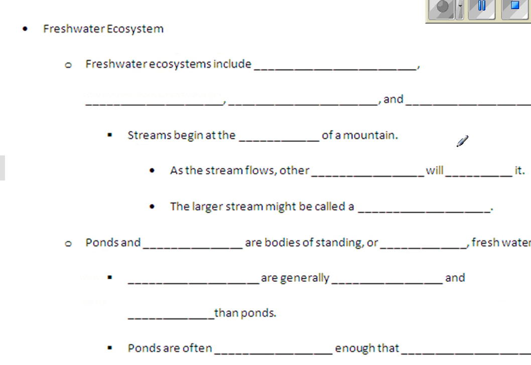Okay. The next parts we're going to talk about, they're not exactly biomes, but they're different types of ecosystems, and that you need to understand those as well. So we're going to talk about freshwater ecosystems and then the marine ecosystem. Now, freshwater ecosystems include streams, rivers, ponds, and lakes.